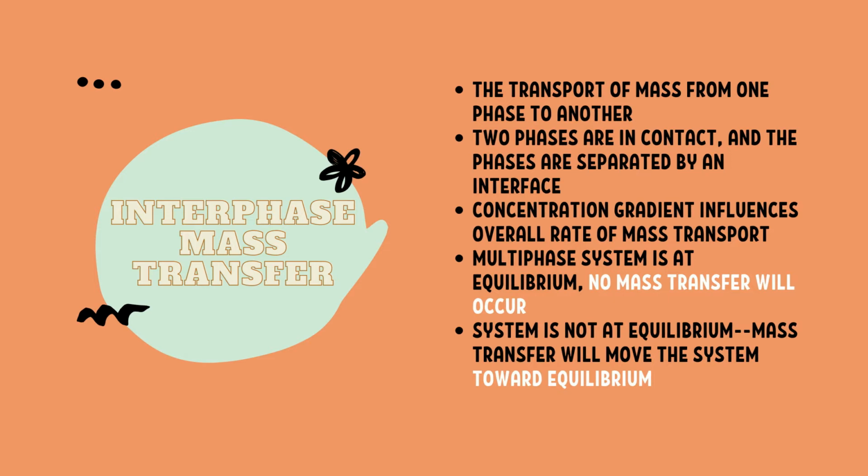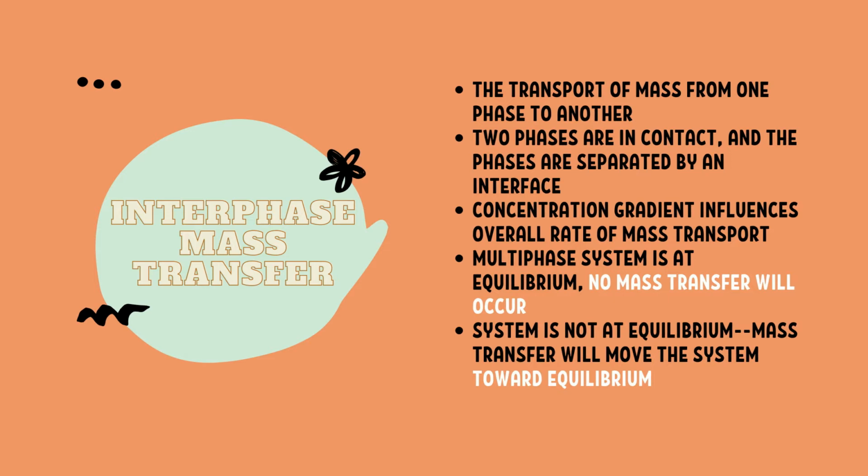Many physical situations occur in nature where two phases are in contact, and the phases are separated by an interface. Like single-phase transport, the concentration gradient of the transporting species, in this case in both phases, determines the overall rate of mass transport. More precisely, transport between two phases requires a departure from equilibrium, and the equilibrium of the transporting species at the interface is of principal concern.